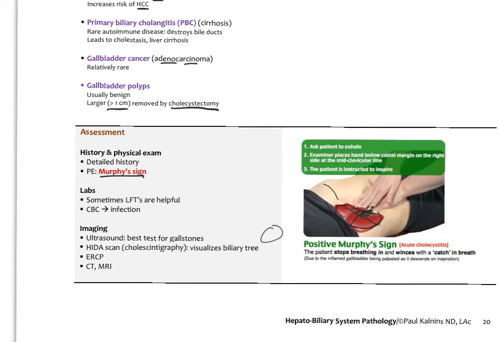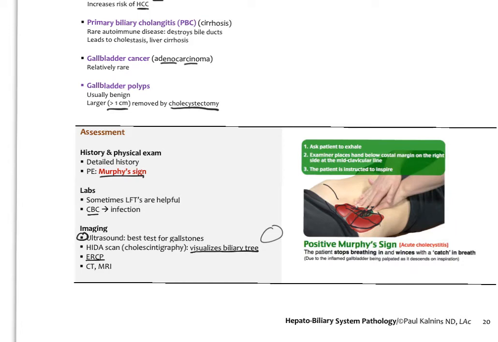Sometimes liver function tests like bilirubin and whatnot can be helpful. CBC might indicate infection, but our best test really is imaging. So we use ultrasound to test for gallstones typically. A more detailed examination would be scintigraphy, and that is called the HIDA scan, and that is using a radioactive tracer to really visualize the whole biliary tree to see if there's any blockages or obstruction or fibrosis.